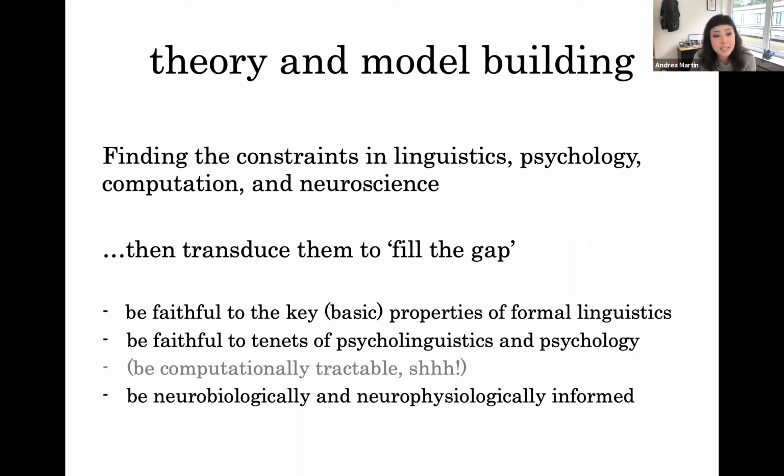I also want to be faithful to tenets of psycholinguistics and psychology, right? So I don't want to give up incrementality, for example, or the importance of timing in processing or other tenets from psycholinguistics. Of course, when I want to bring in now the sort of constraining lens of computational cognitive science, one of the big things is to be computationally tractable. But that, I have to say, everyone has that problem. So that is a problem for another day. But also be neurobiologically and neurophysiologically informed. And for me, that means really looking at brain rhythms as the primary currency of neural computation. And I'll get to that more in a second.